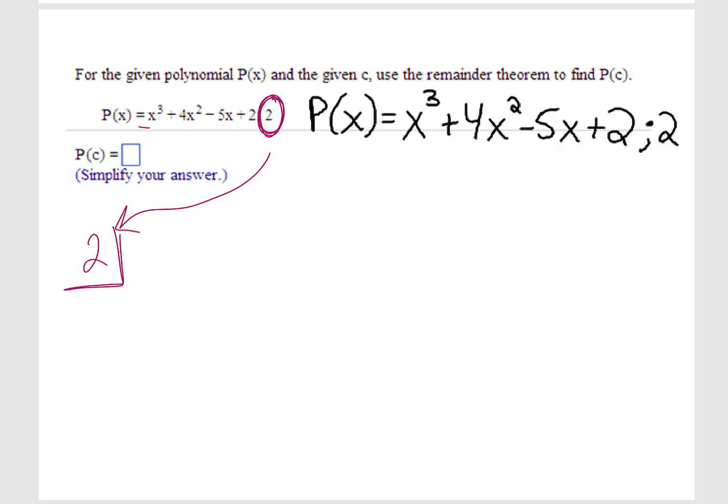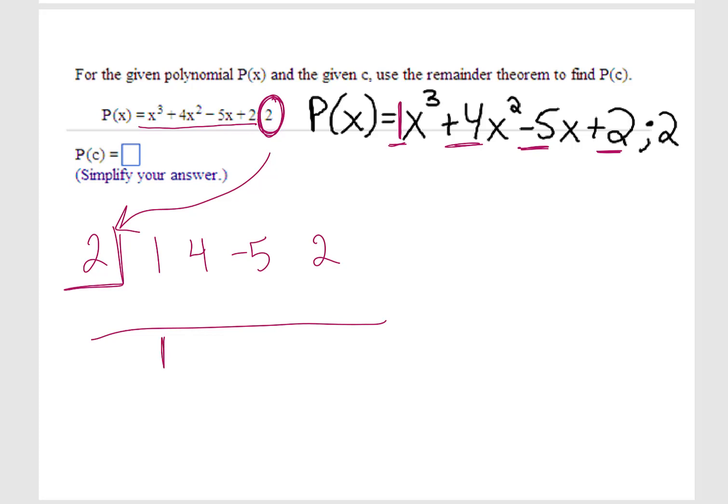Then we would look at the function that's given, and we would do the same thing we did before with the numerator. We would make sure that we're not missing any powers and that it's in descending order. It is in descending order. It is not missing any of the powers. And so we're going to go ahead and take the coefficients. We have 1, 4, -5, and 2. And then we go ahead and do the synthetic division.